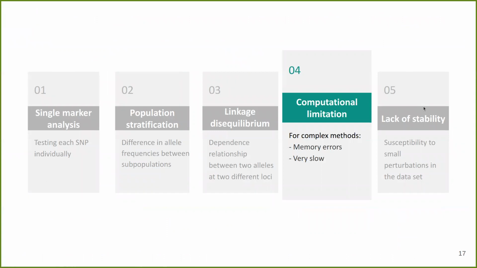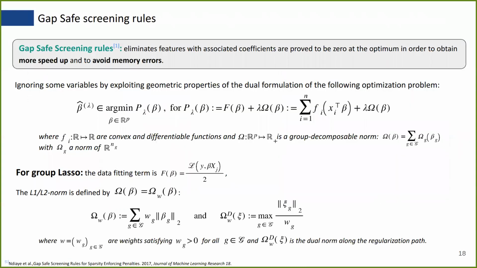The problem of sparsity-enforcing penalties in general, especially in this complex design, is that there are always computational limitations, like memory errors. For this reason, we decided to incorporate safe screening rules that allow the elimination of some features in the optimization in order to speed up the solvers and avoid these memory errors. The purpose of this method is to estimate the vector of parameters beta by solving the following optimization problem using some geometric properties of the dual formulation.